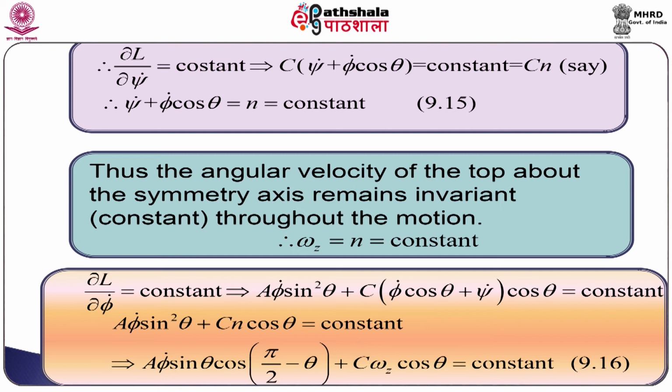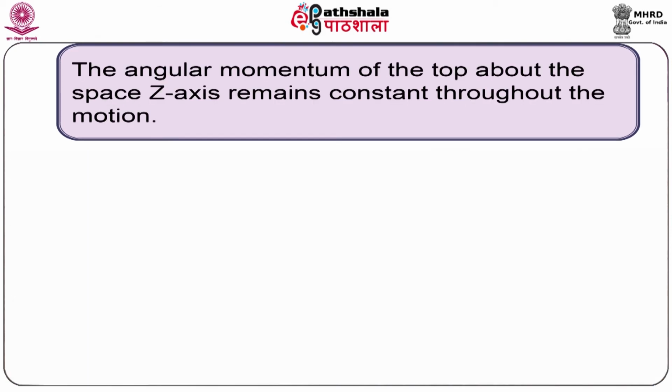So, we give this stuff, and n is equal to omega z. So, if we replace n by omega z, we get this one. So, we get the result 9.16. Thus, the angular momentum of the top about the space z axis remains constant throughout the motion.